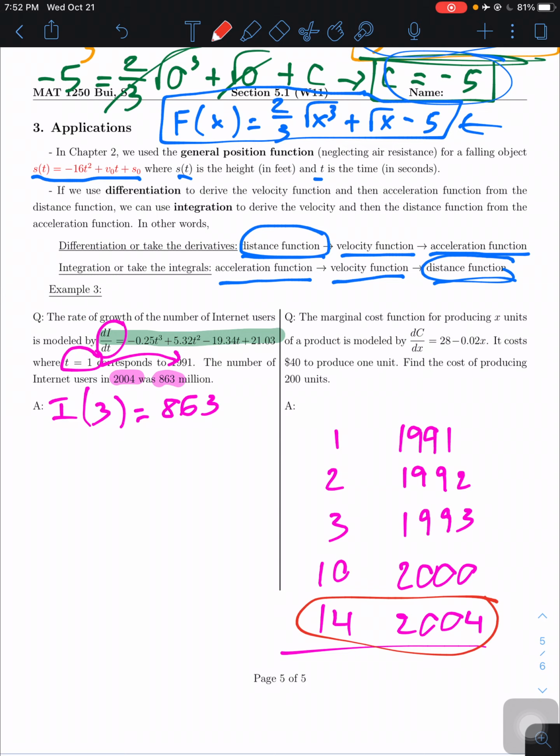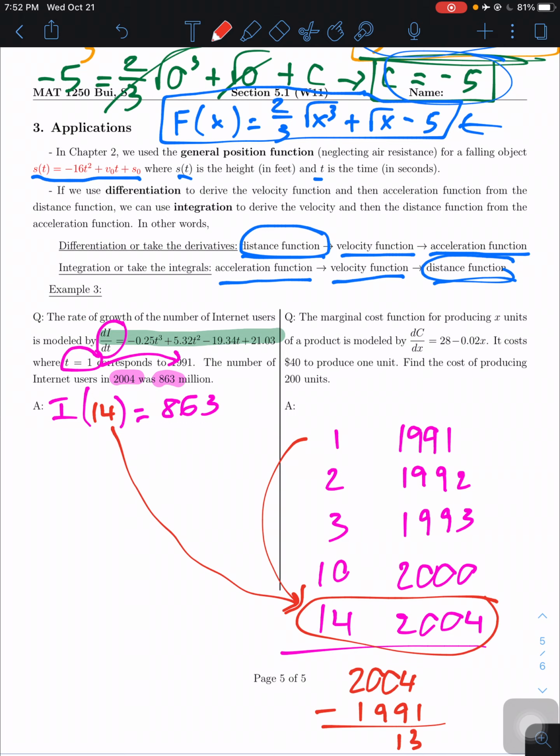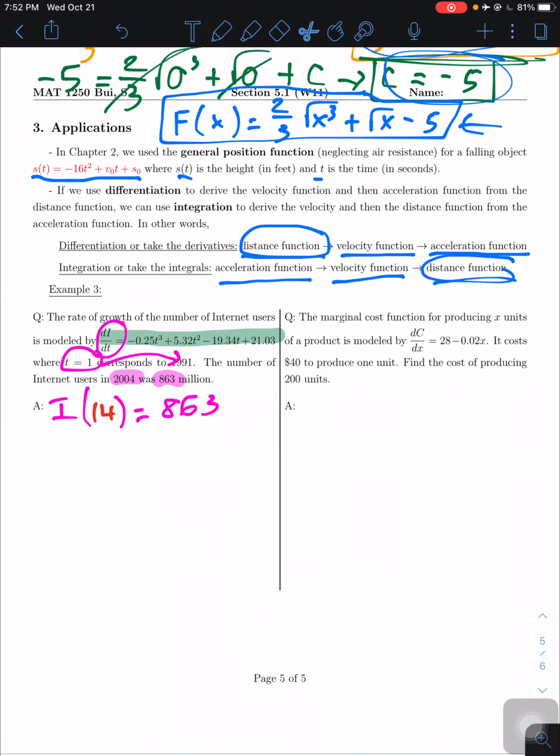Okay, so it's not 3 in here. This one is 14. Let me just put it in red, so you guys don't make the same mistake I did. Because if you do 2004 minus 1991, then I believe you should get something like 13. But if you notice, that's not the case in here. So watch out for it. Be careful of that, okay? And now, let me take that out.